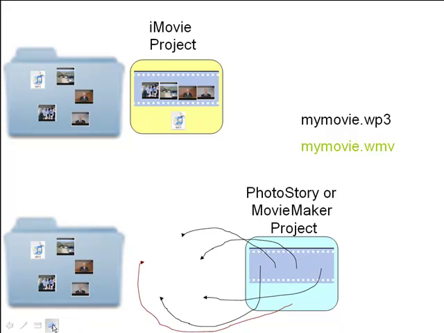So again, just to review, make sure that you're using the same computer the entire time if you're using PhotoStory or Movie Maker, and then when you're ready to save it, make sure you save it as a project and also save it as a video. And when you're uploading to YouTube or TeacherTube, make sure that you're uploading your movie, because if you try to upload your project, they won't accept it.